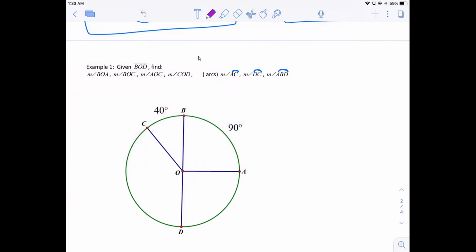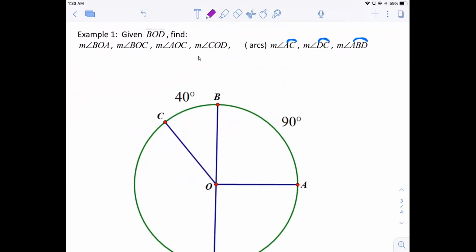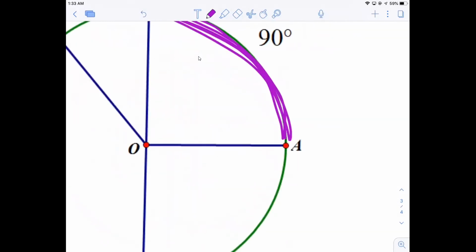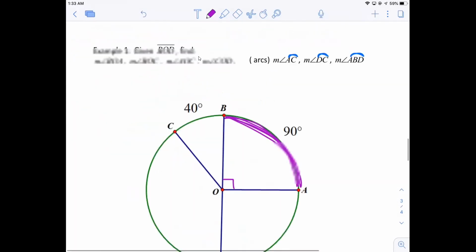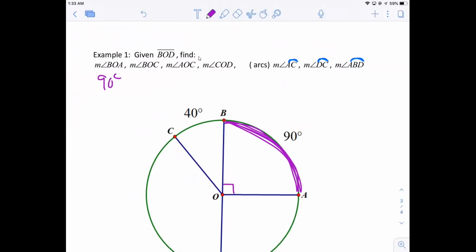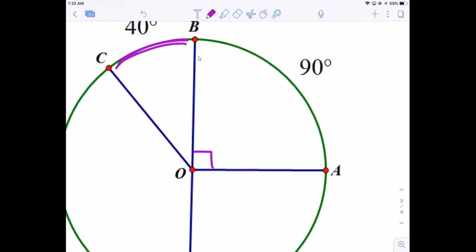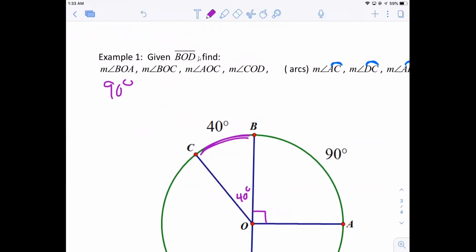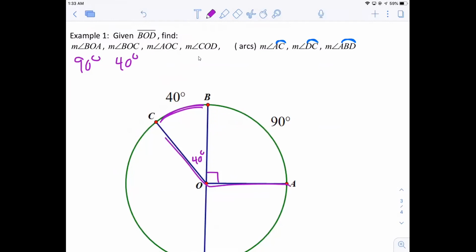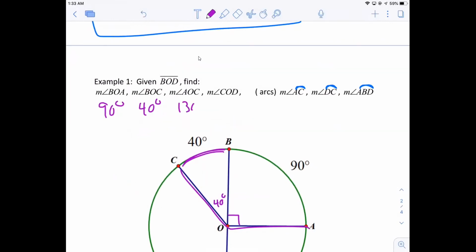All right, so real quick, BOA: if I know my intercepted arc has a degree measure of 90 degrees, then I know the central angle is also going to be 90 degrees. So that is 90 degrees. Good job. BOC, same idea, intercepted arc 40 degrees, so the central angle is also 40 degrees. All right, AOC, 90 plus 40, that's 130 degrees.